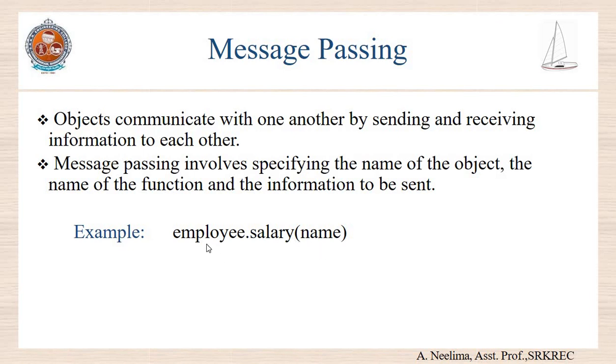So here employee is the name of the object, dot is the dot operator, and salary is the name of the function, and in parentheses is the information, that is name. This is the information to be sent. So message passing involves the name of the object, the name of the function and the information to be sent. So this is message passing.